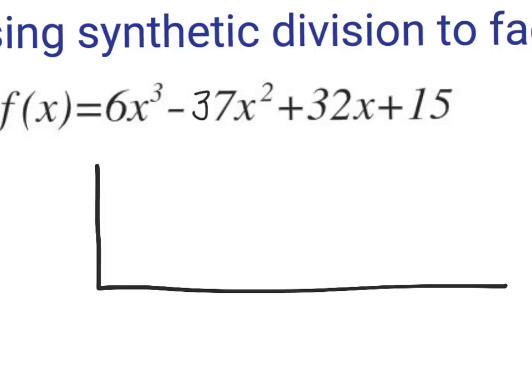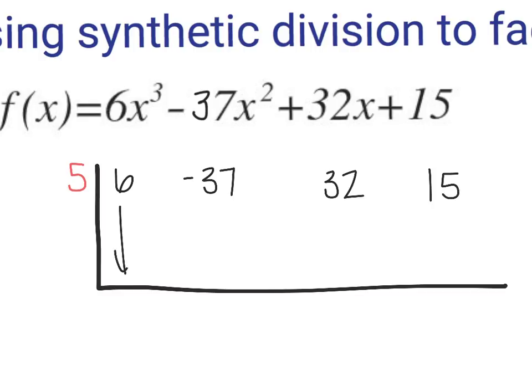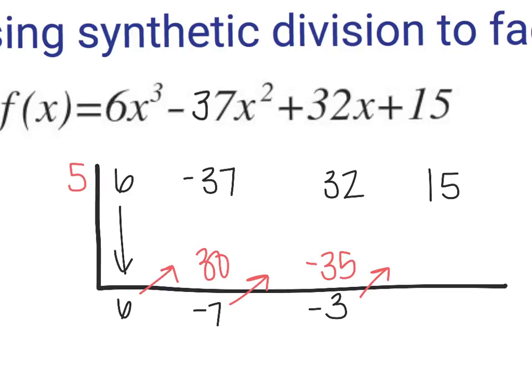So I have on the outside 5 and on the inside 6, negative 37, 32, and 15. So I'm going to bring my 6 down, and then I multiply by 5, which is 30. Negative 37 plus 30 would be negative 7, and then I multiply, and I get negative 35. 32 and negative 35 is negative 3. And then I multiply, and I get negative 15, and 15 minus 15 is 0.